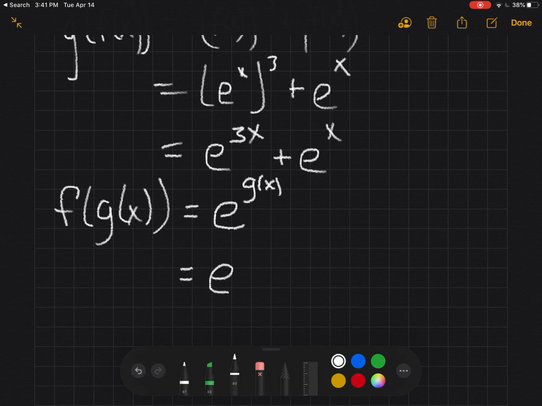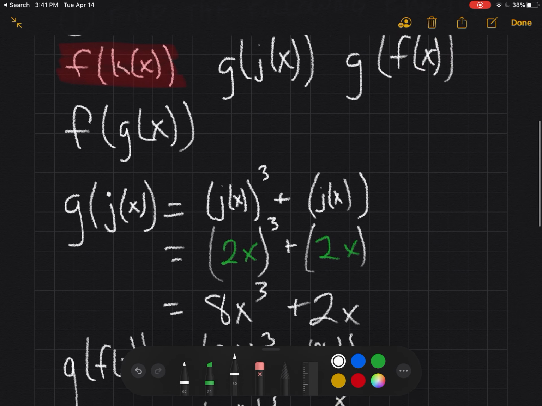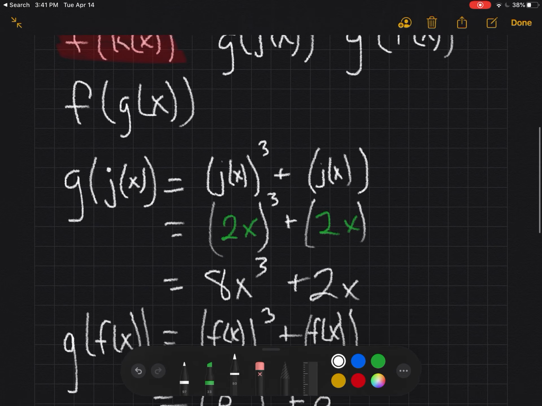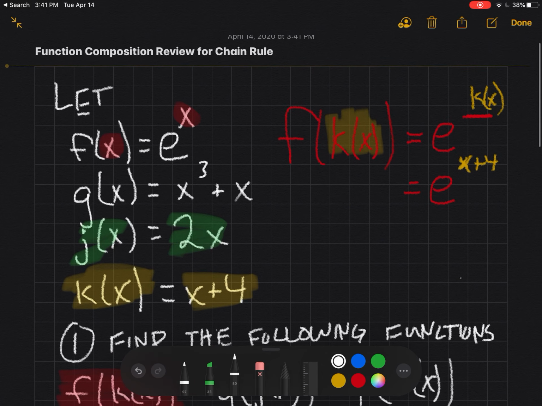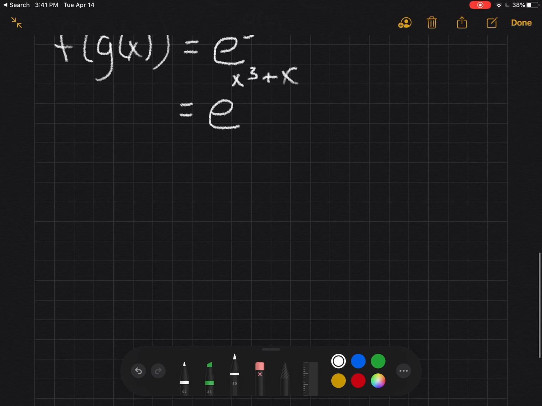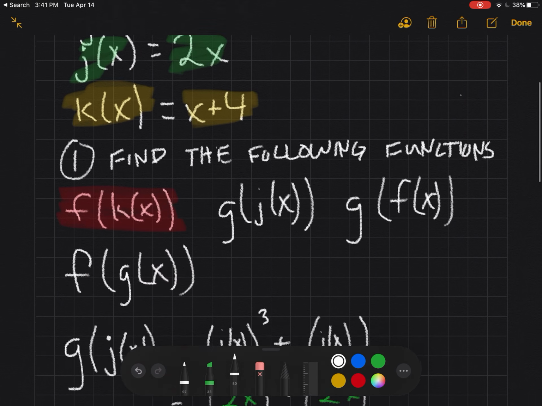Now let's go ahead and try and find f of g of x. That's going to be our function e raised to the g of x. And that's going to be e to the x cubed plus x. Great. So let's write all of those answers down in their fully simplified form.